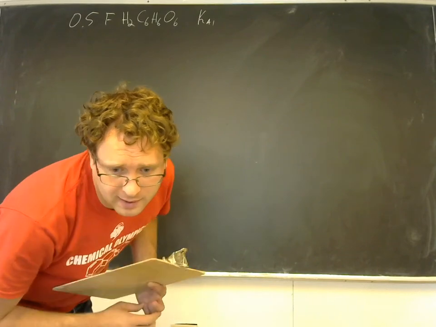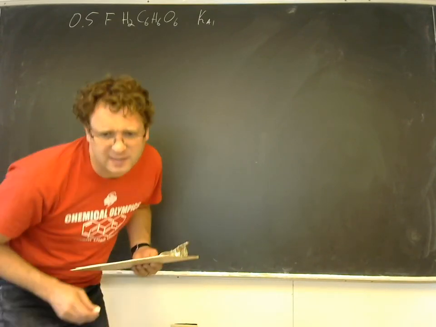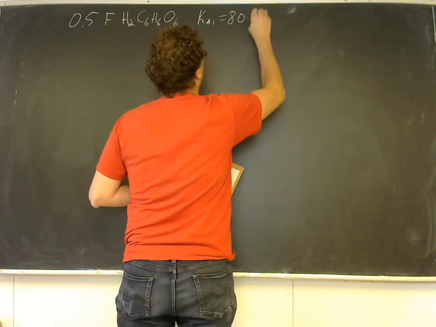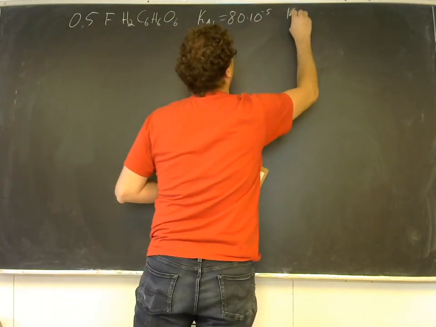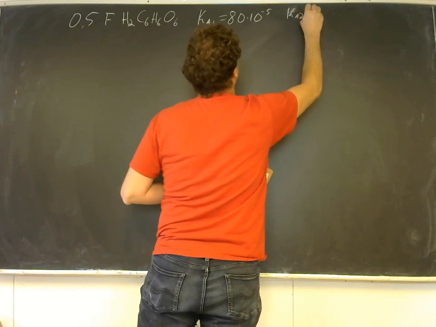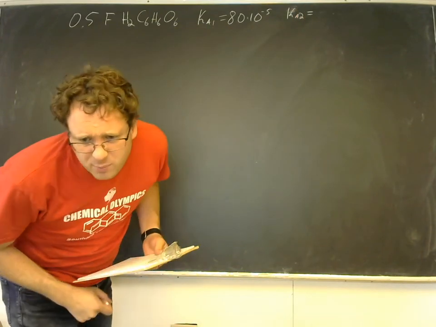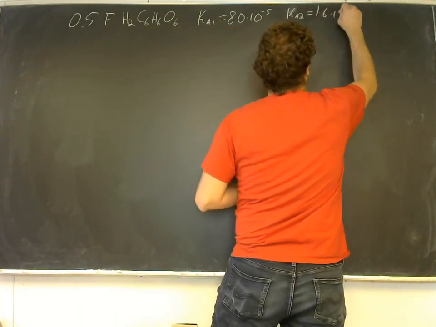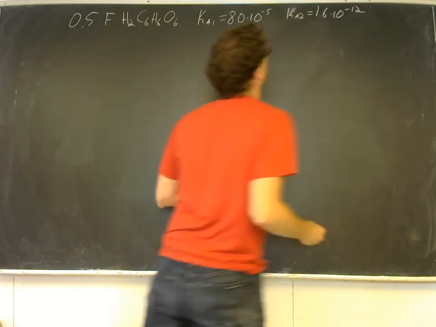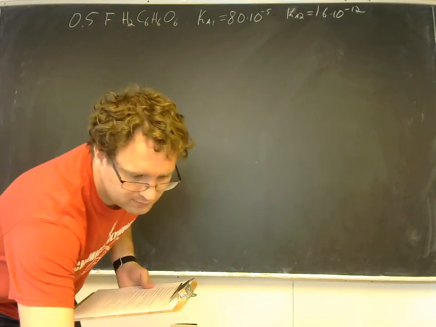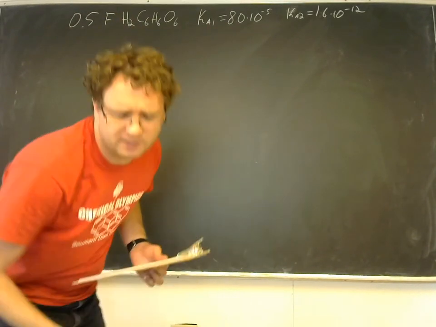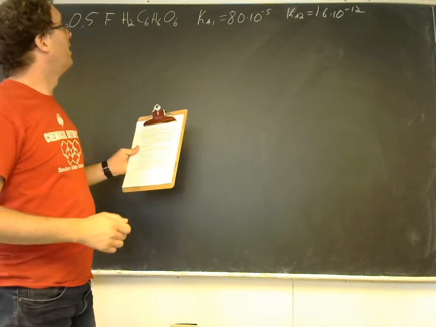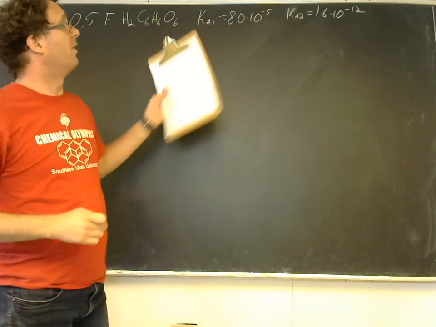Okay, so Ka1 for ascorbic acid is 8.0 times 10 to the negative 5th, and Ka2 is going to be 1.6 times 10 to the negative 12th. And you can see how it has become weaker on the second acid donation than on the first.